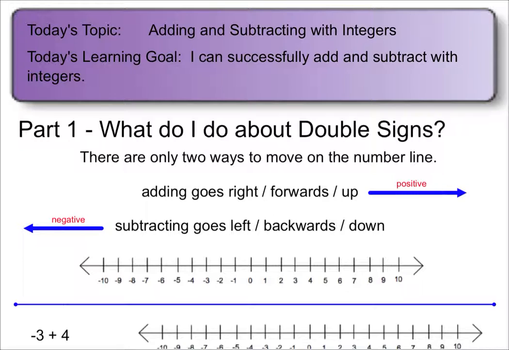We're going to start with adding and subtracting integers. Today's learning goal is I can successfully add and subtract with integers. But all we're going to do in this first lesson is figure out what to do about double signs.